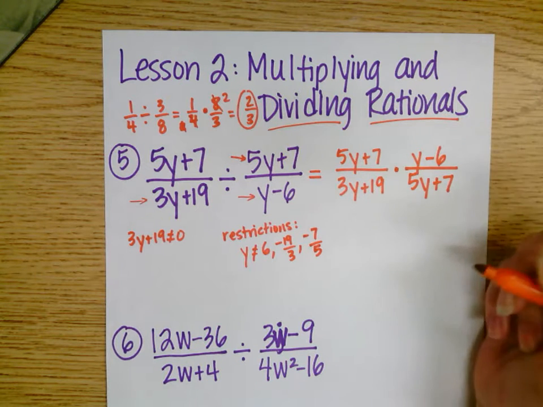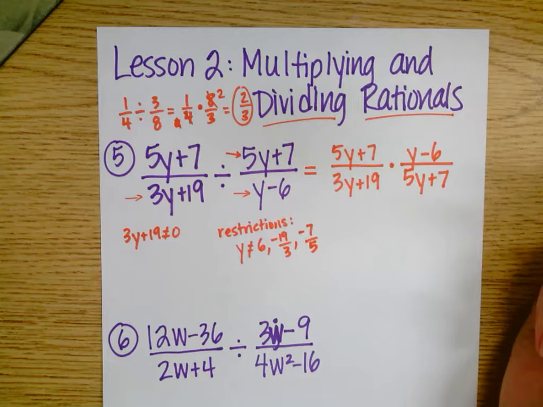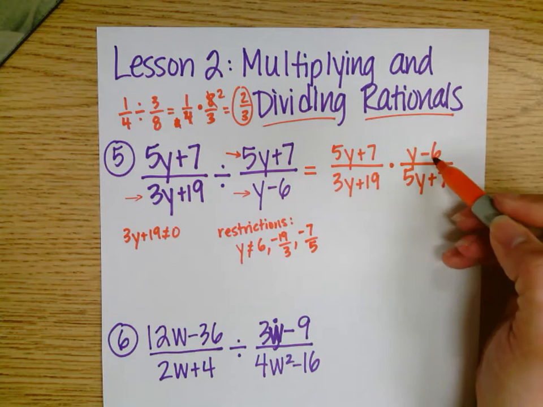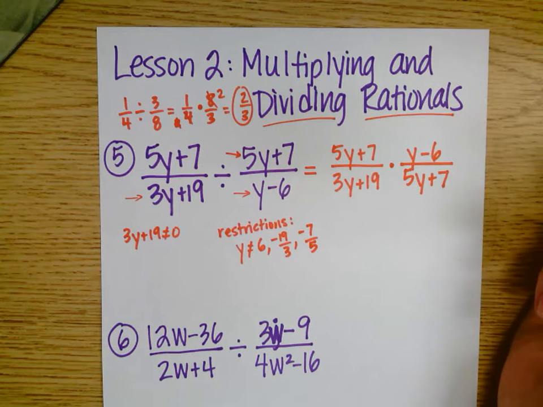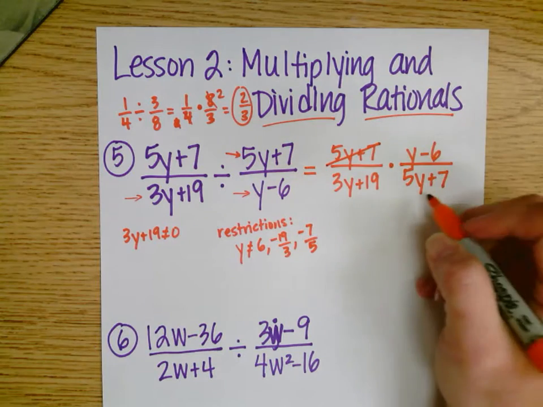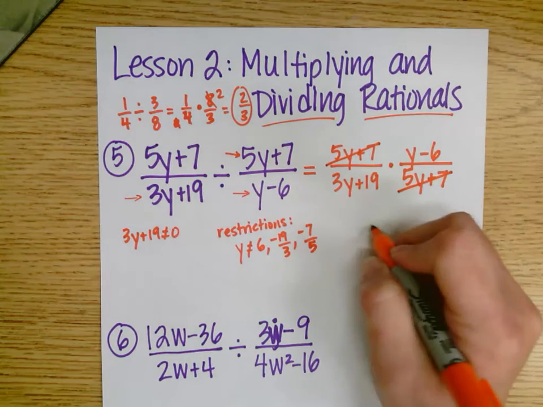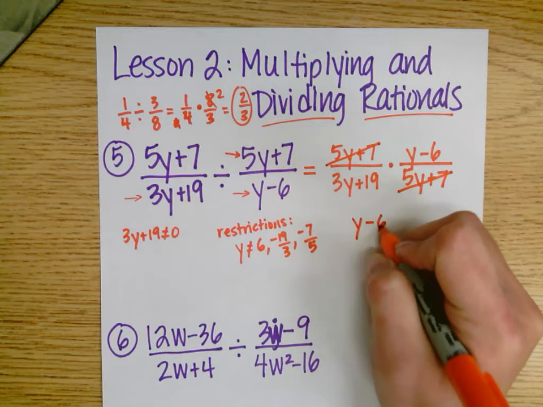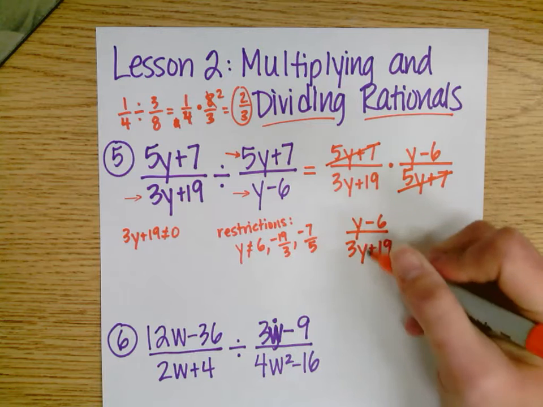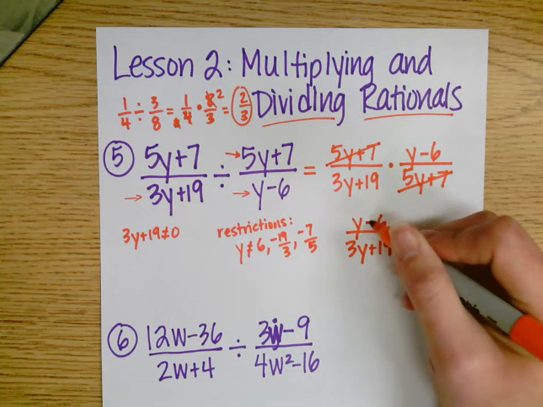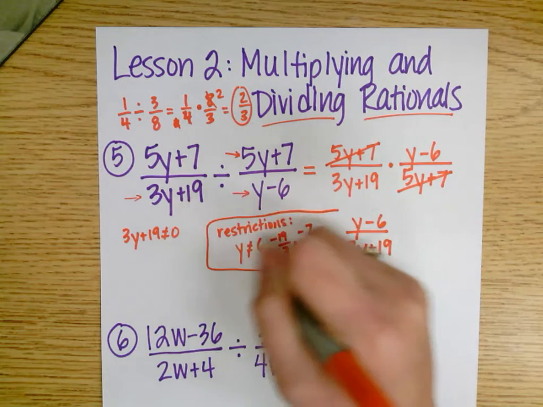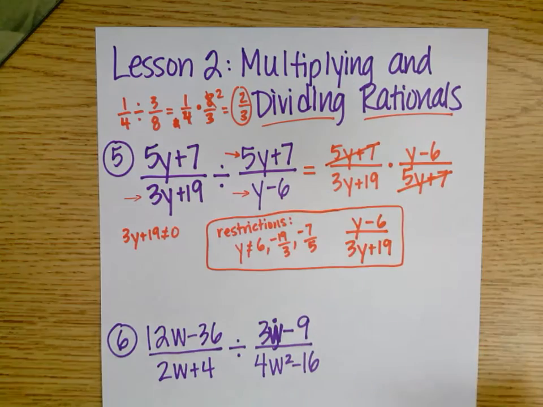Alright, we're looking for things that we can factor. Not factorable, 19's prime, not factorable. Hey, this is going to be easy. So I just got to look to see what cancels, and it looks like I've got my 5y plus 7's there, and so my final answer is y minus 6 over 3y plus 19. Remember, I can't cancel pieces that are being added or subtracted together. So that's the answer, and we've got all our restrictions. We're good to go. That's example 5.